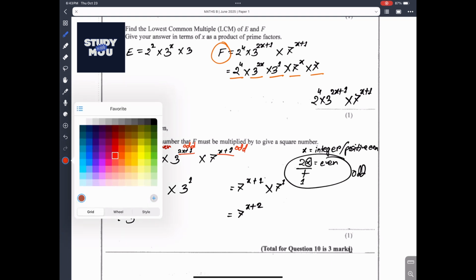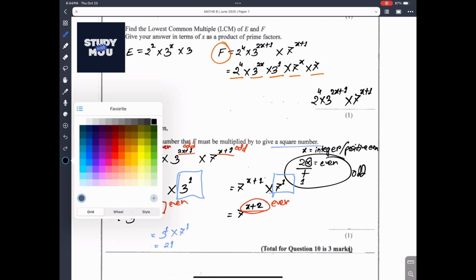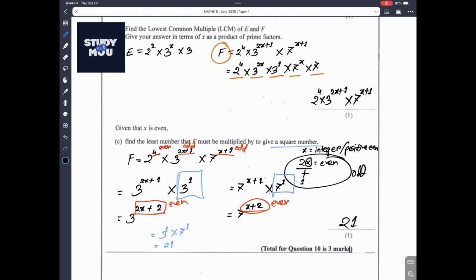Now let's take the red part. So see, the whole thing becomes even, and this also becomes even. This power becomes even. So what did we add here? This part is the extra thing: 3 to the power 1 and 7 to the power 1. 3 to the power 1 multiply 7 to the power 1 is basically 21. So what we need to multiply by to get the square number is 21. Sorry, let me make it black. 21 is the answer.